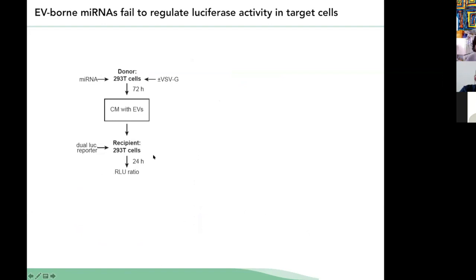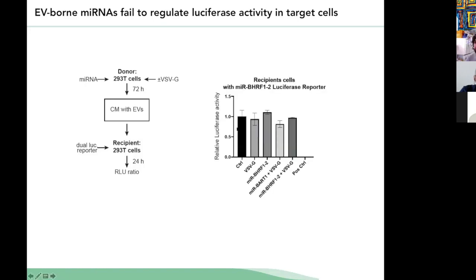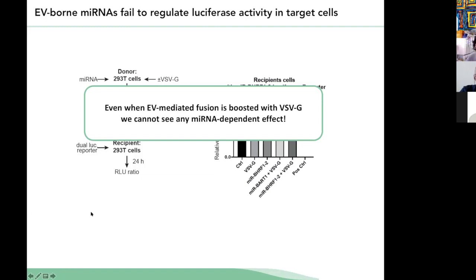And then you put them on top of recipient cells that are expressing this dual luciferase reporter. And as you can see from the results, independently of whether the microRNA was there or not, and independently of whether VSVG was there or not, we could never see any effect on the dual luciferase, so on the Renilla, specific for BHRF1/2. Meaning that somehow we cannot really see any functional microRNA-dependent effect even when we boost the fusion, okay.